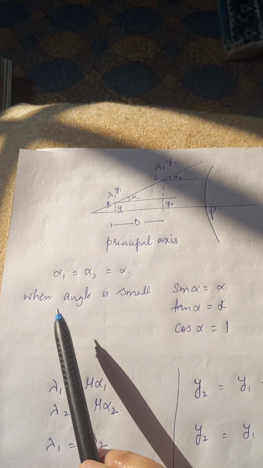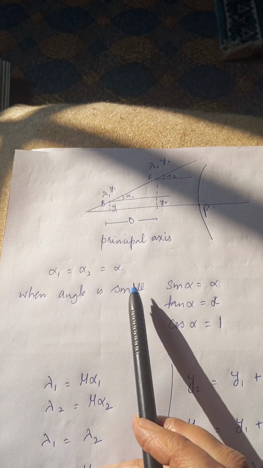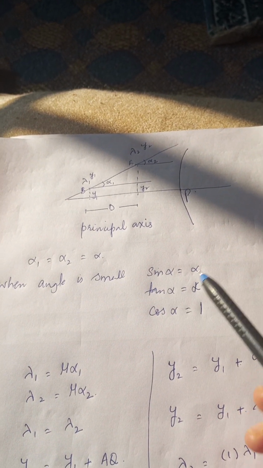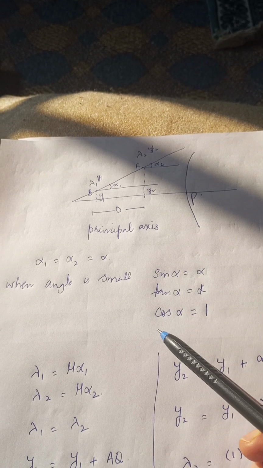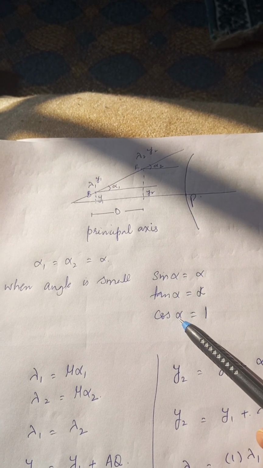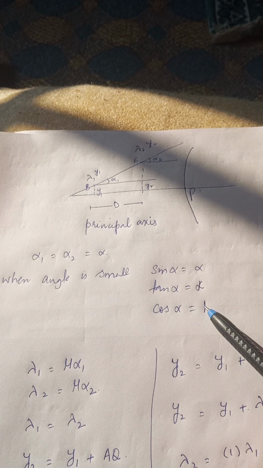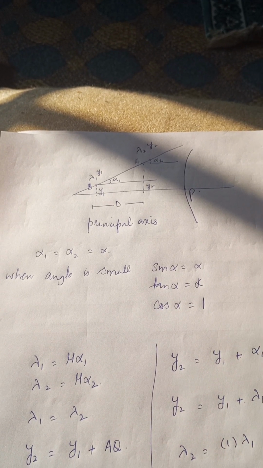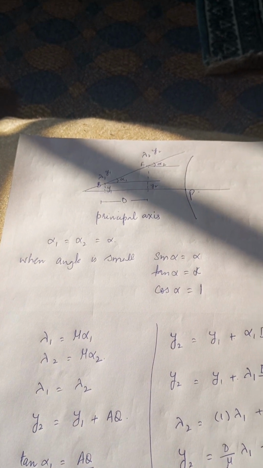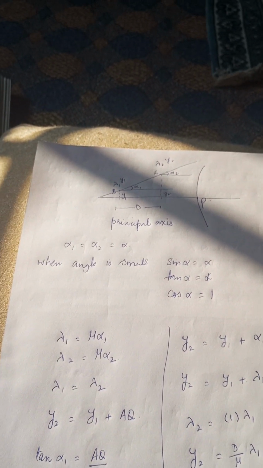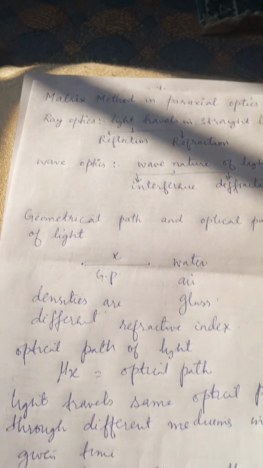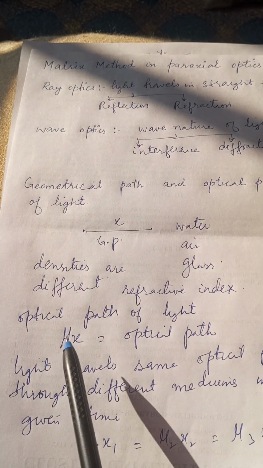Right. And all of you know from your previous classes that when the angle is small we can make use of these approximations: sine alpha is equal to alpha, tan alpha is equal to alpha, and cos alpha is equal to 1, because when alpha is quite small, cos 0 is how much? 1. Sine alpha is how much? Alpha. Tan alpha is how much? Alpha. Right. Now because I told you earlier about this optical path, that optical path will be mu into x.